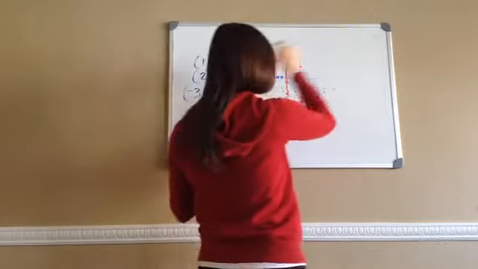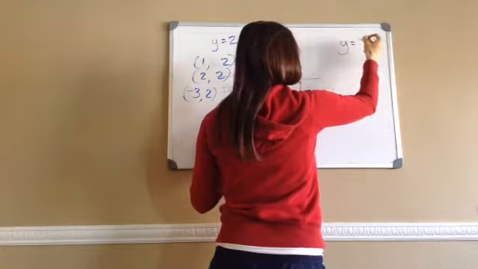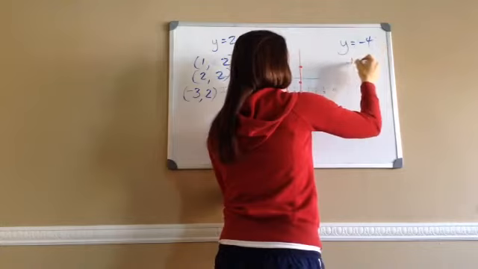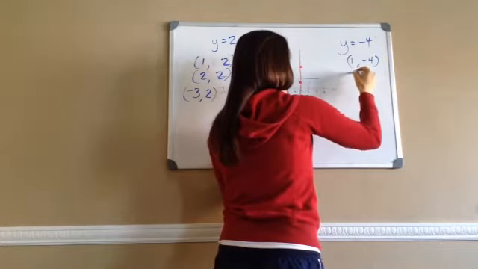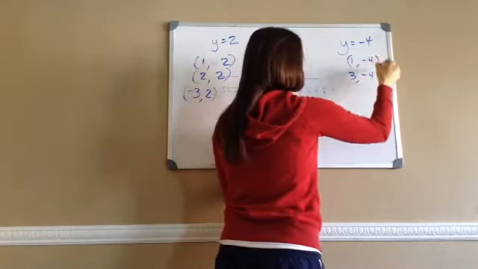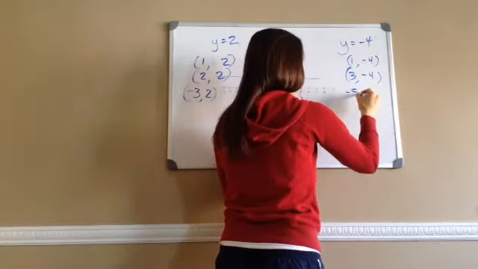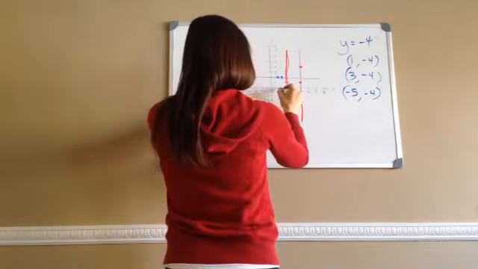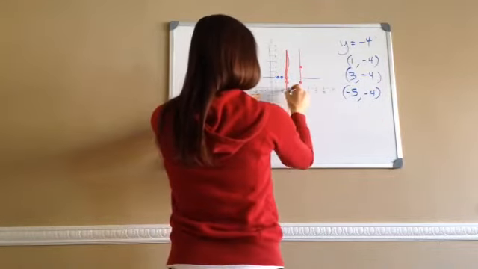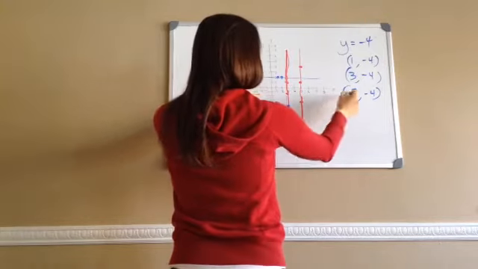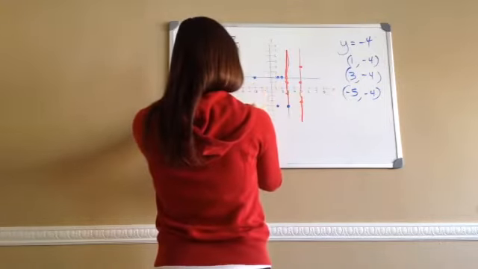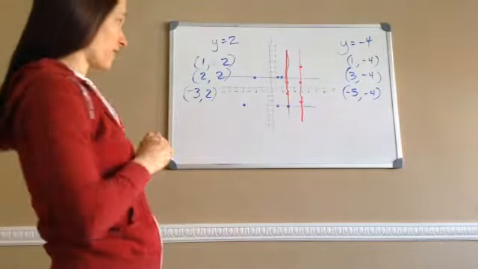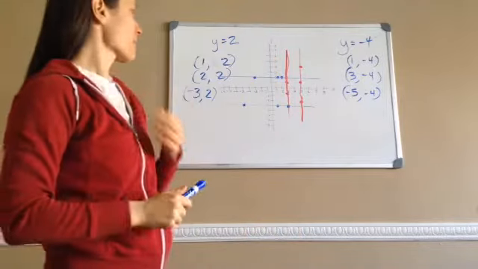All right, now let's do y equals a negative number, negative 4. Y equals negative 4, okay, so then x can be anything, 1, negative 4, 3, negative 4, because y is always going to be negative 4, and then let's do a negative number, negative 5, and y, negative 4. All right, let's graph that and see what it comes out to be. 1, negative 4, 3, negative 4, negative 5, negative 4, and as you can see, we have a line that goes through negative 4 horizontally, okay?